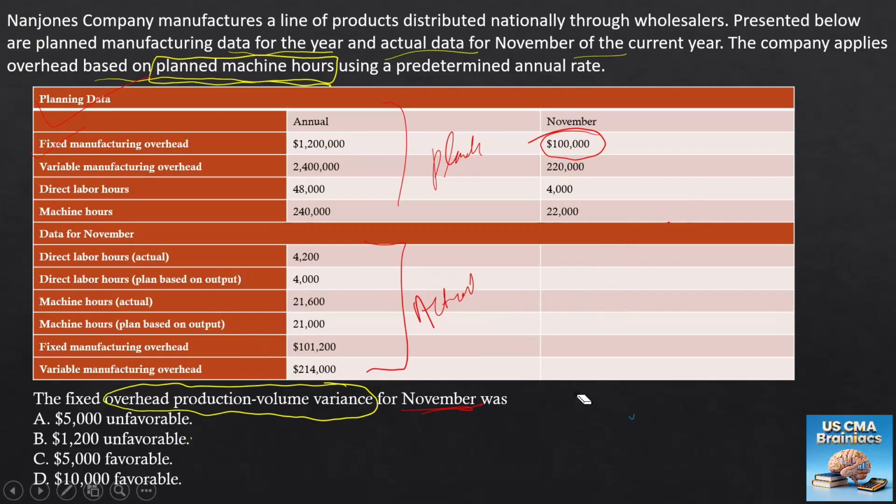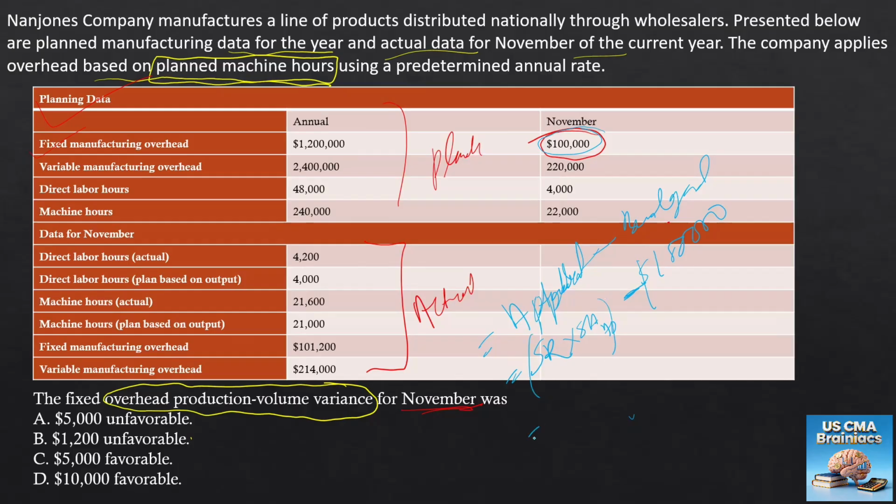So this is the formula: budgeted minus applied, not actual, right? Applied minus budgeted. We got the budgeted amount from here, that is 100,000. Clear? Then what about applied? The applied formula is standard rate with standard hour, or actual hour. Clear?